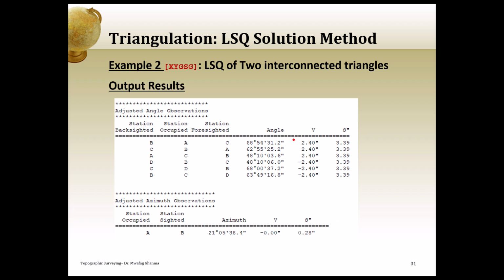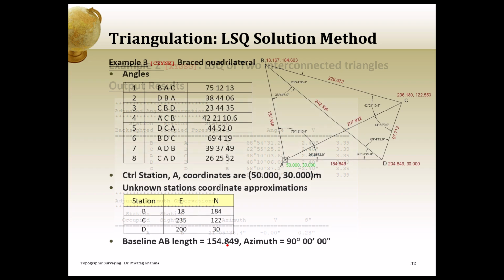Here are the adjusted angles. Whatever angles we measure, they will be changed a little bit. The residuals are about 2.4, and the standard deviation of the adjusted angles is 3.39 seconds. In the adjusted azimuth observation, the azimuth is still the same, because we first gave the azimuth with high precision, with a small standard deviation.